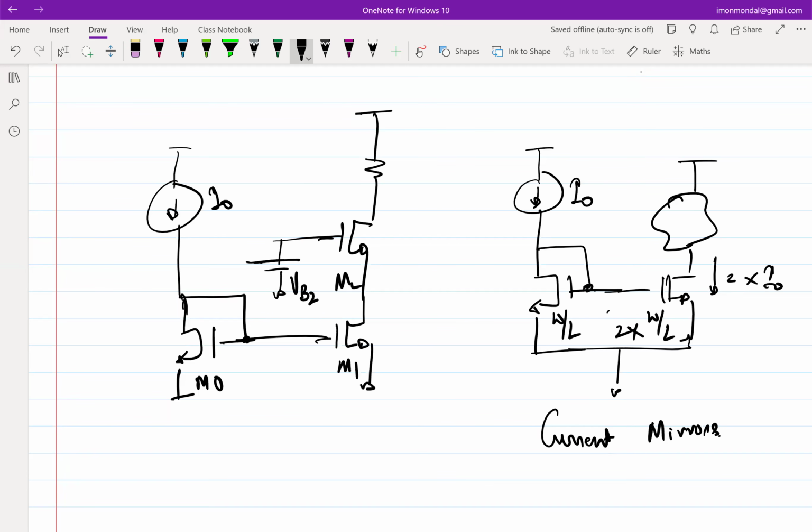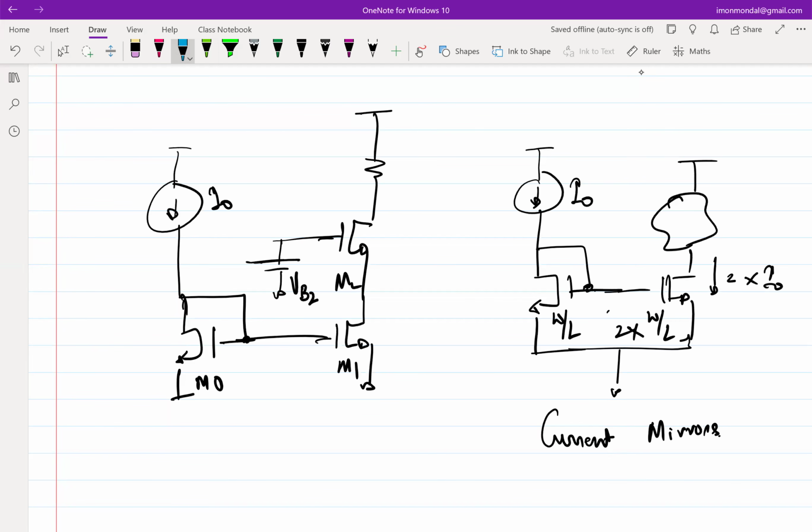Similarly, if I want to scale it by a factor of n, all I have to do is choose a transistor size whose W by L is n times higher on the right-hand side. Again, if the transistors are in saturation, the current in the right-hand side branch will be n times that of the left-hand side branch. Okay, so now this should be simple enough.